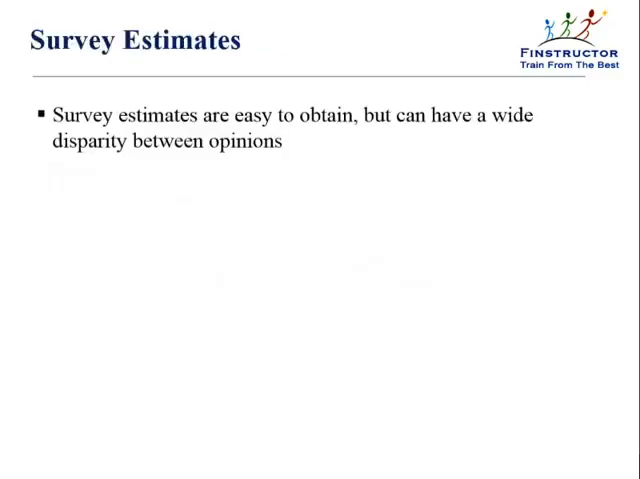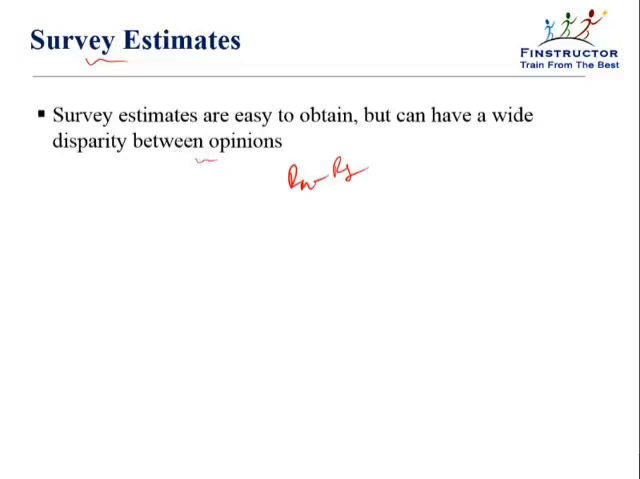The last forward-looking estimate, or the forward-looking method, is doing a survey or using survey estimates. So this just says that ask few intelligent people what they think the risk premium is, take an average of what everybody is saying and use that as your risk premium. So the eventual idea is just to estimate RM minus RF. So survey estimates are also easy to obtain, but different people and different organizations can have varying opinions.